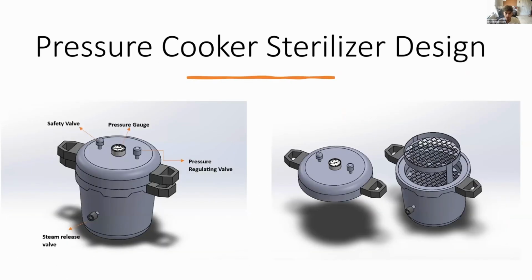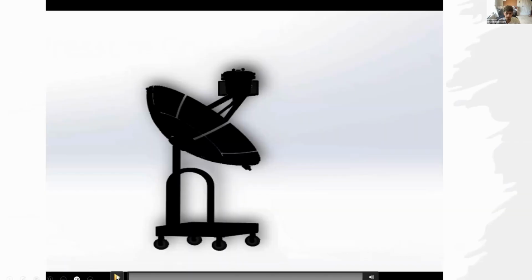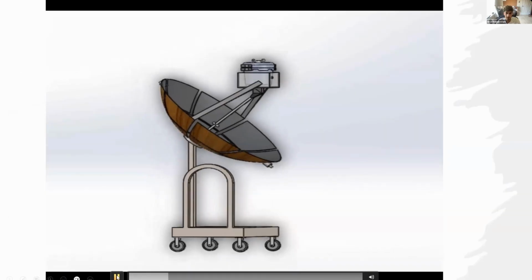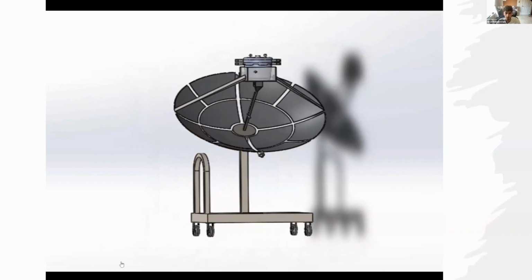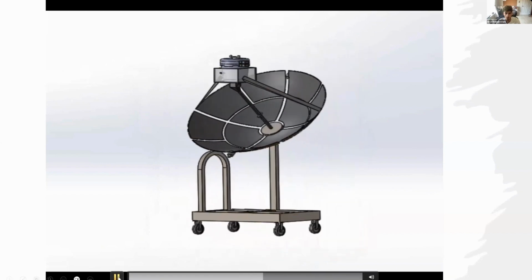Here we can see a SolidWorks model of our pressure cooker sterilizer design with a safety valve, steam release valve, and pressure gauge. Here we have a 360 view of our parabolic dish along with our steel supporting beams and our aluminum autoclave.